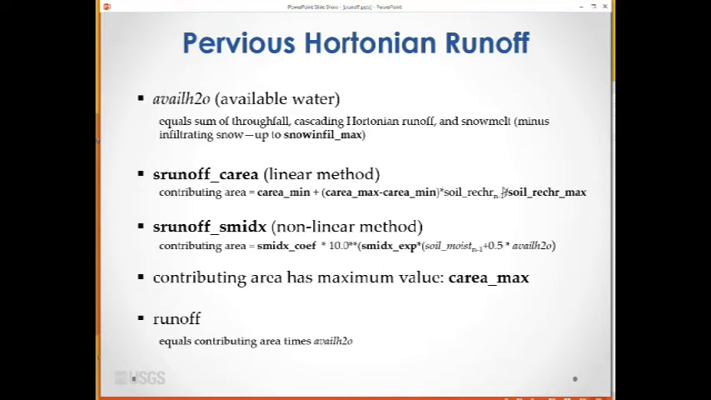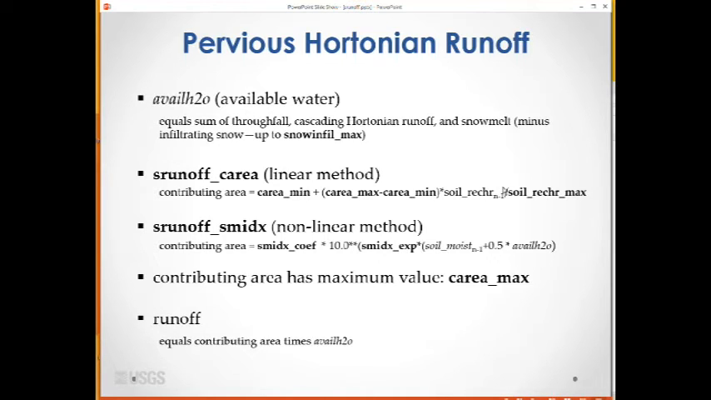The S-runoff C area module uses a linear algorithm, and the S-runoff SMIDX module uses a nonlinear algorithm. Both algorithms take into account the antecedent soil water storage. The S-runoff C area module uses the fraction of water content in the recharge zone of the capillary reservoir, while the S-runoff SMIDX module uses the total water content in the capillary reservoir.